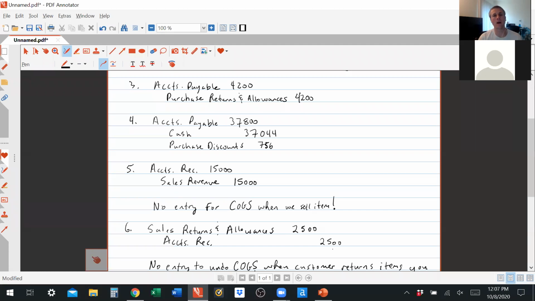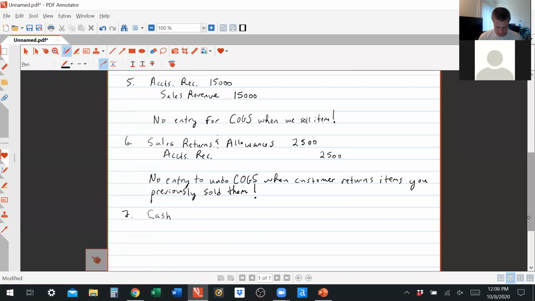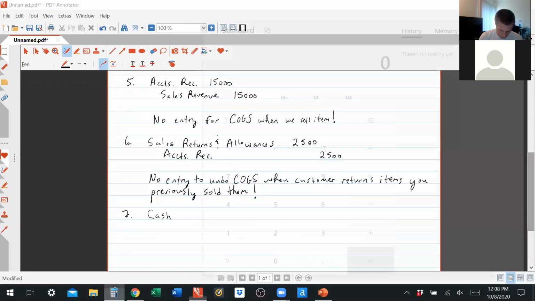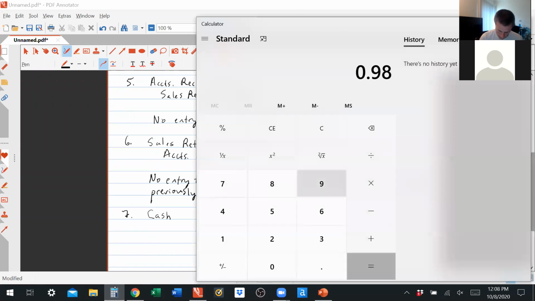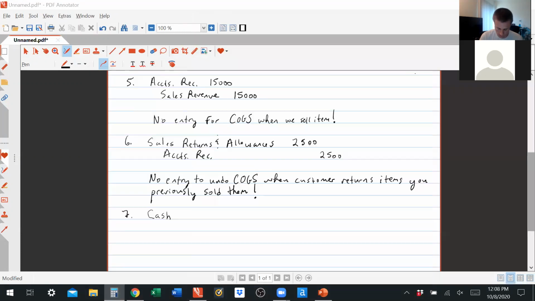And they pay their account off within the discount period. And the terms are 2/10, n/30. So they get a 2% discount. They owe us $12,500. How much are they actually going to give us? 98% of that. So 0.98 times the 12,500. We're going to receive $12,250 from our customer when they pay us.